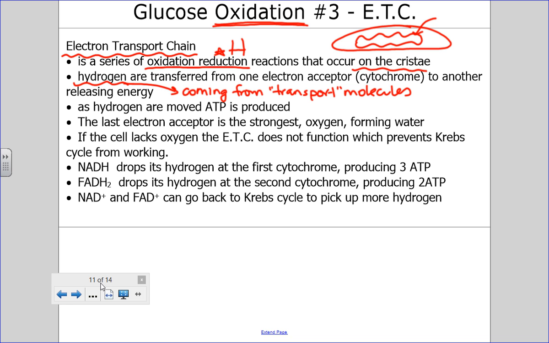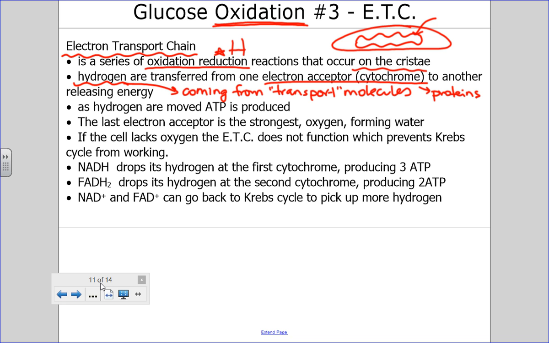Now we're transferring them to things called cytochromes or electron acceptors. They have actual names, which I would not expect for you to know. So we're just going to talk about acceptors. These acceptors are really just proteins that are incorporated into the membrane. So that's how you can refer to them if you'd like to say what they are.